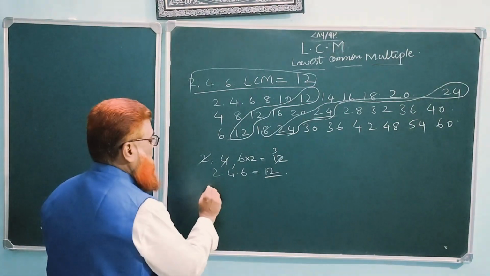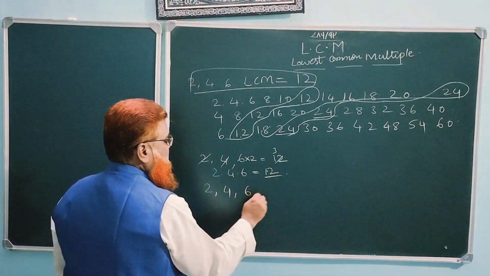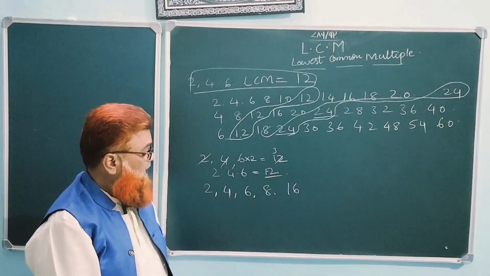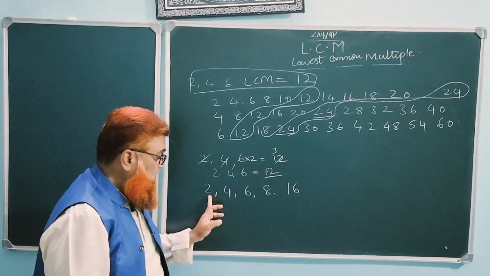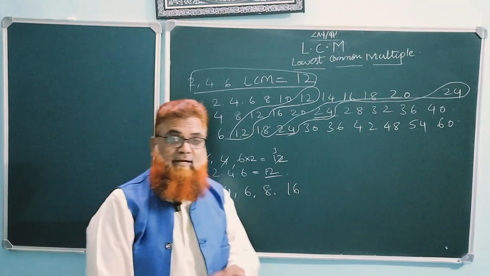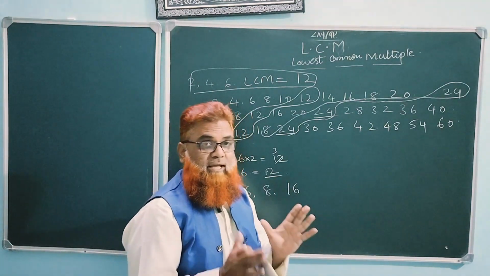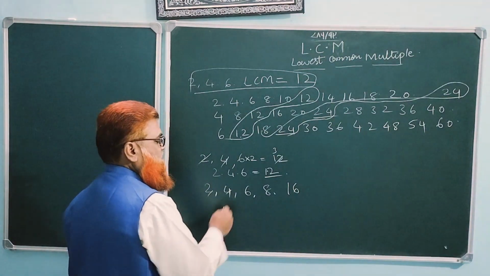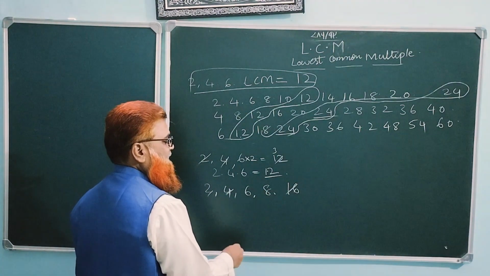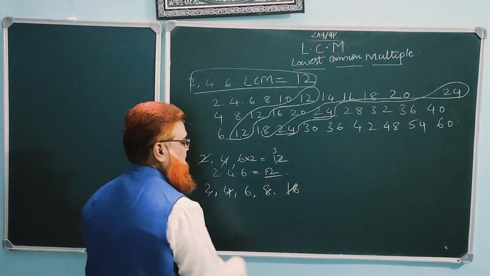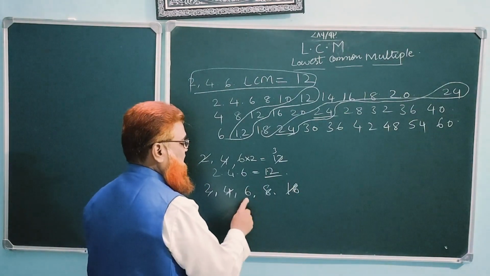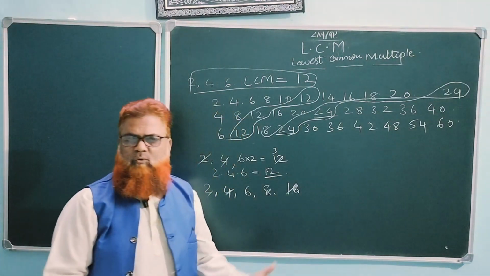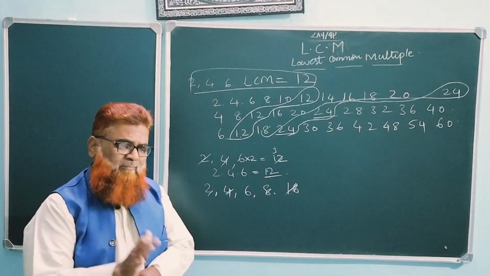Now let me take another example: 2, 4, 6, 8 and 16. According to the short trick, I reiterate before you that this problem is solved on the basis of the short tricks. 2 divides 4. Yes, 4 divides 16. Then what about 8 divides 16? Then what is not dividing this one? See this one. Does 6 divide 16? No. No way.